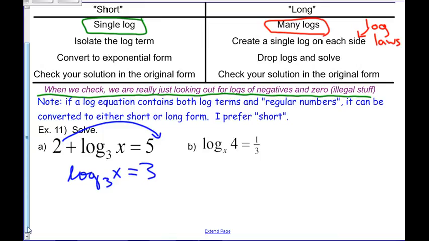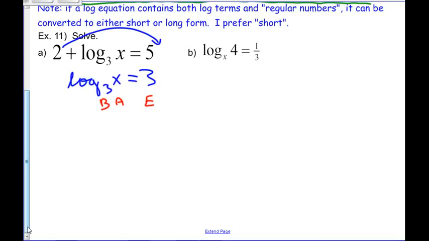Awesome. Now let's convert to exponential form. So in exponential form we'd have base of 3, an exponent of 3, and an answer of x, or x is 27.